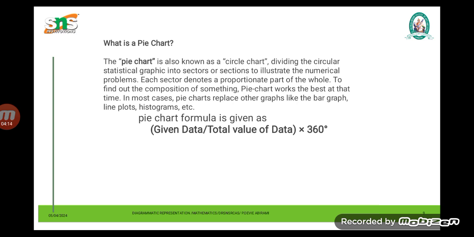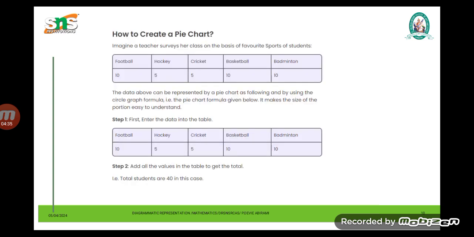Final one is the pie chart. A pie chart is also known as a circle chart, dividing the circle, a statistical graphic, into sectors. This can be calculated by using the pie chart formula: given data divided by total value of data, into 360 degrees. Into 360 means that the pie chart is represented in a circle format.